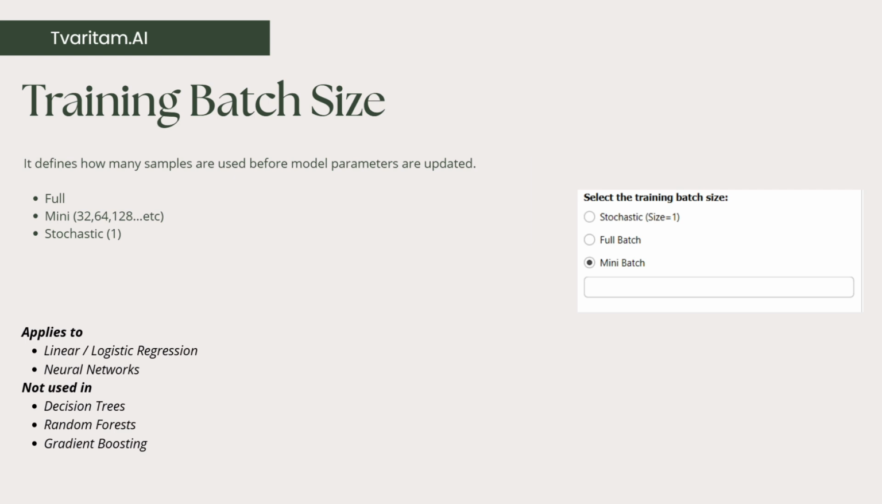Stochastic gradient descent uses one data point at a time. So after every data point, we update the model parameters. This is very fast, but it can lead to noisy updates.